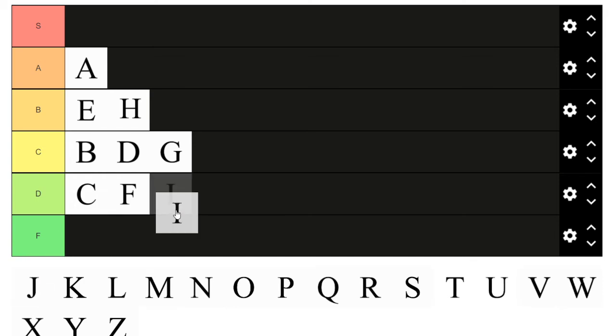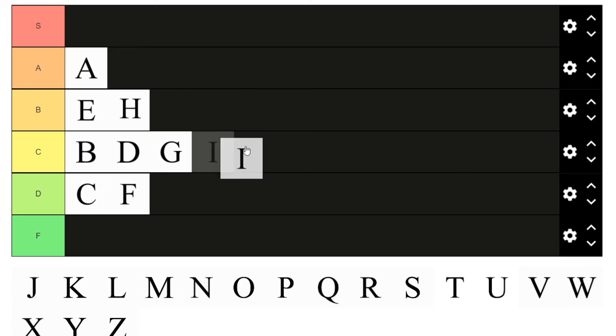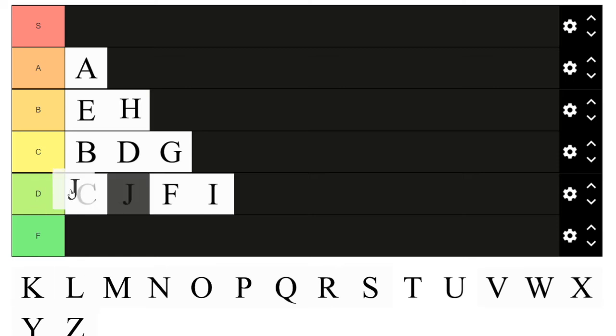Now we come to I. Writing an uppercase I is kind of fun. It's kind of appealing to me. But I is usually combined with another different letter, and I don't feel like it's that fun to say. So, a D tier.